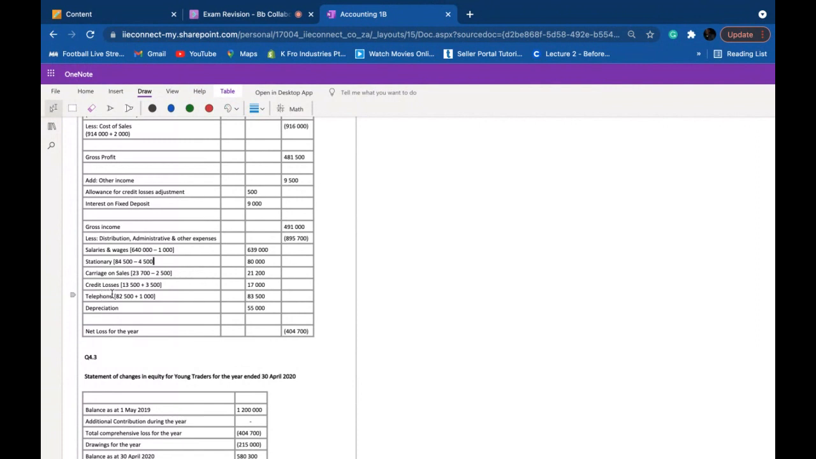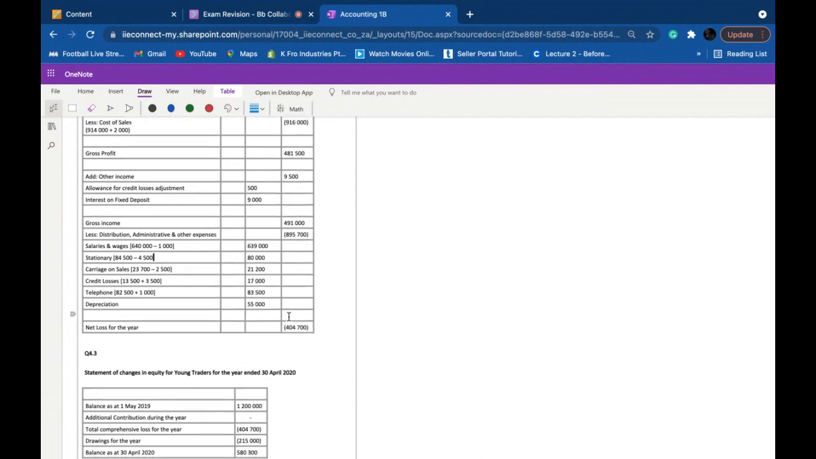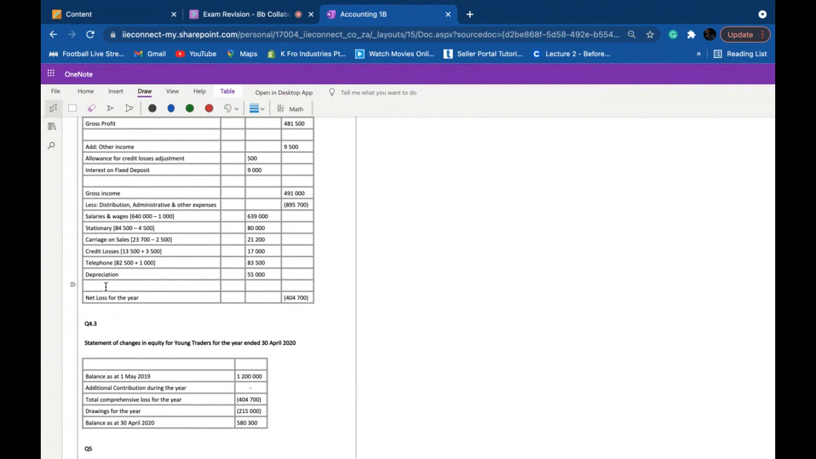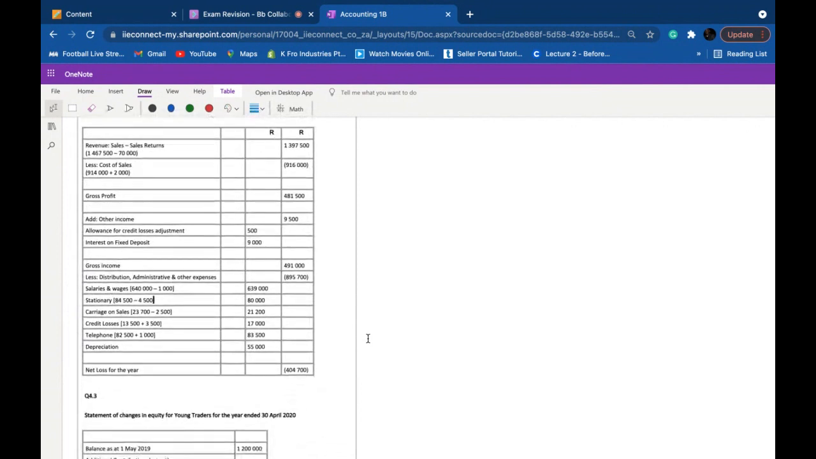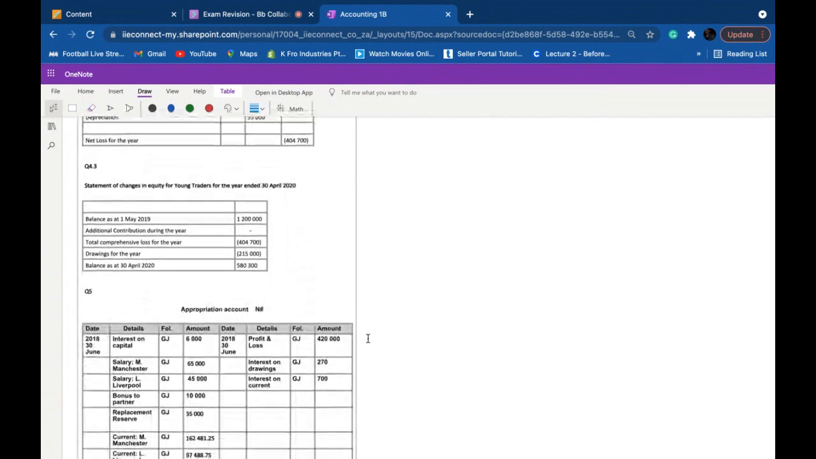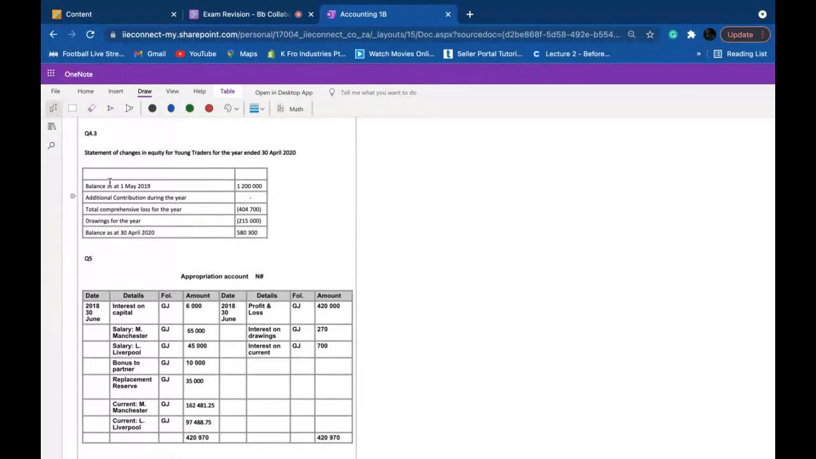And there you go. Credit losses, remember there was that one that we had to account for. They're adding it in. Then telephone, we're adding in that 1,000. Okay. And then depreciation also was an adjustment that we needed to do there. And there you have your net loss for the year. Okay. That's all you need to do there. That was 22 marks. Okay. If you know your adjustments, that's easy marks for you.